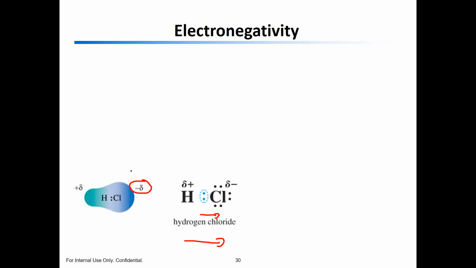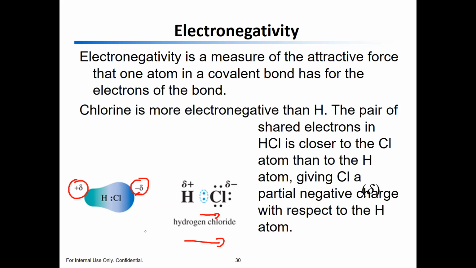So that must mean this side is going to be a negative charge. But it's not a complete negative because it didn't completely take away the electron. So we call this a partial negative. And this on the other side is going to be a partial positive. So we call that electronegativity.